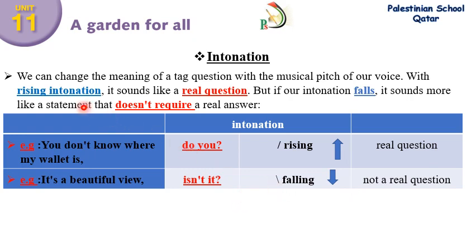So, repeat. We can change the meaning of a tag question with the musical pitch of our voice. With rising intonation, it sounds like a real question. But if our intonation falls, it sounds more like a statement that doesn't require a real answer. Intonation here: You don't know where my wallet is.